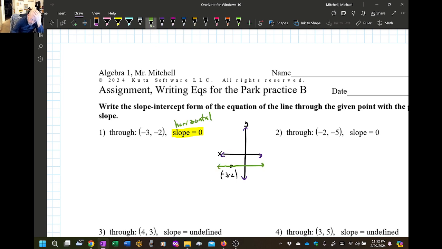Our format for a horizontal line is y equals k. If you notice, it intersects the y-axis. Any point on here, the y value is the same, so y is constant. And I'm going to get that value for y from the y value in the coordinate, and that's going to go in here. Don't forget this is our x and our y. And so we're just going to have y equals -2, and that's it. That's how we get our answer for that first one.